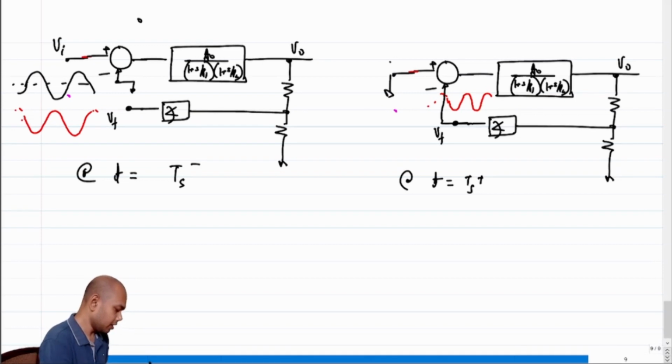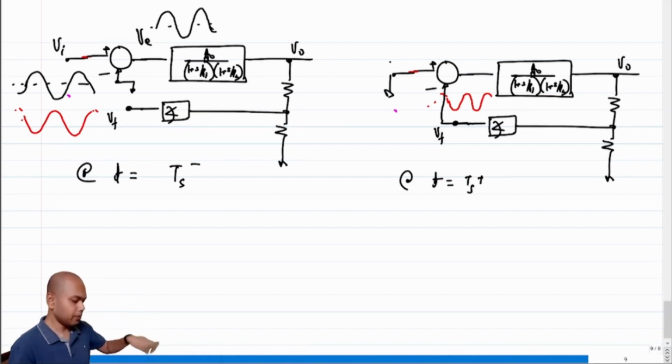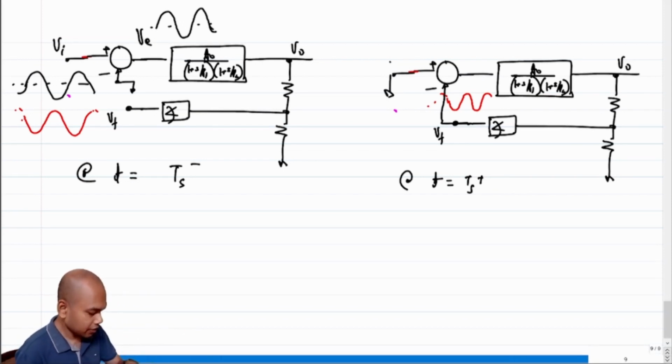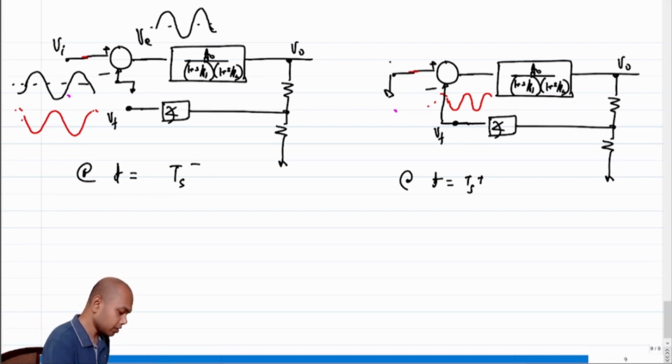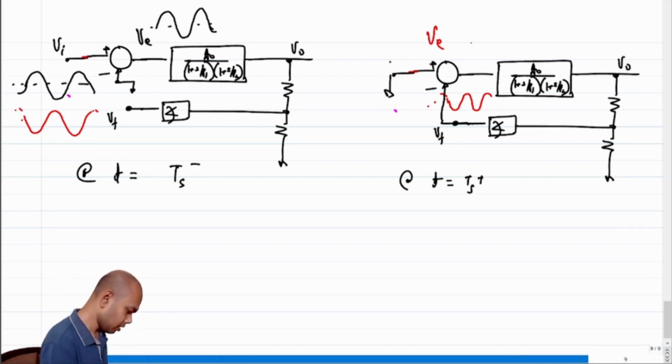Okay. So in the figure on the left, what was the error voltage? The error voltage was exactly equal to Vi, right? So this error voltage Ve was exactly equal to Vi because the feedback was turned off. In the figure on the right, what is going to be the VE? VE will be inverted of the feedback voltage, right? So VE will be inversion of the feedback voltage.